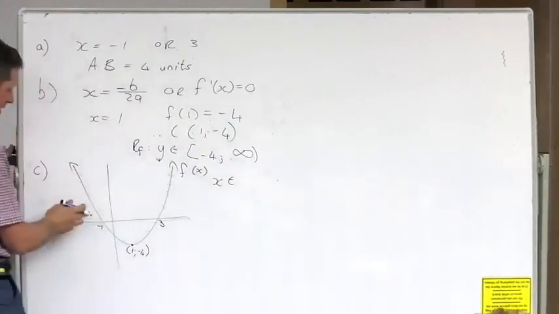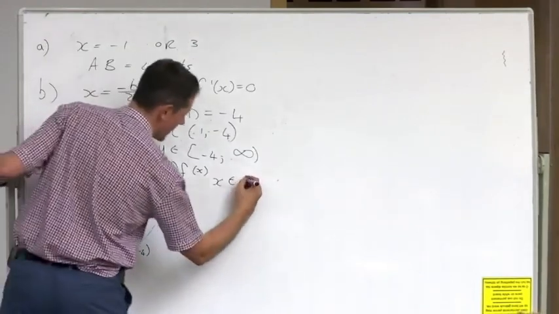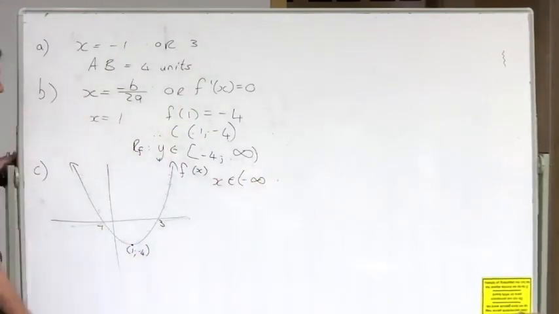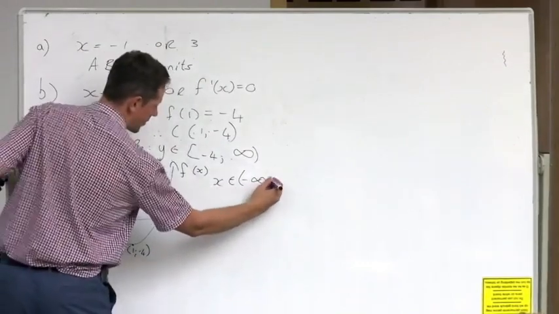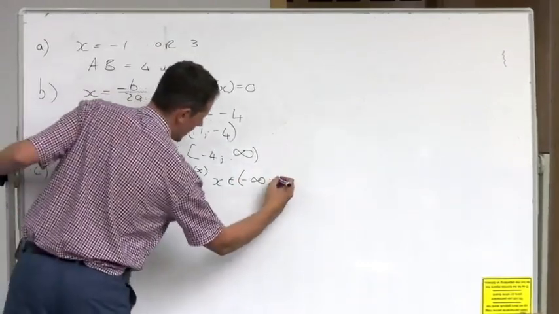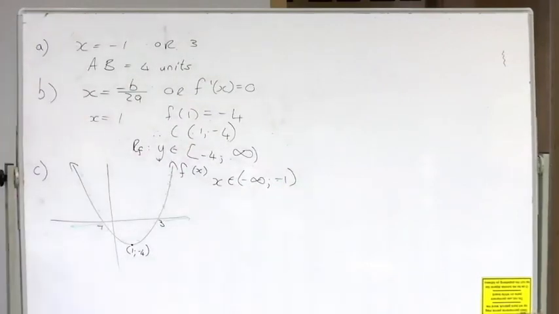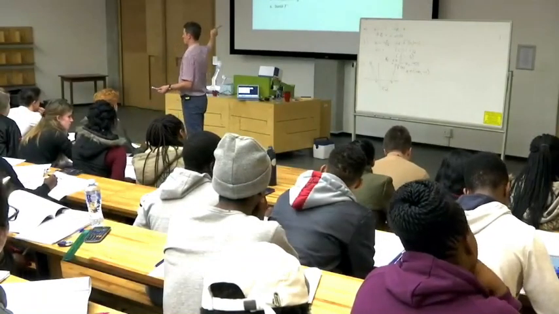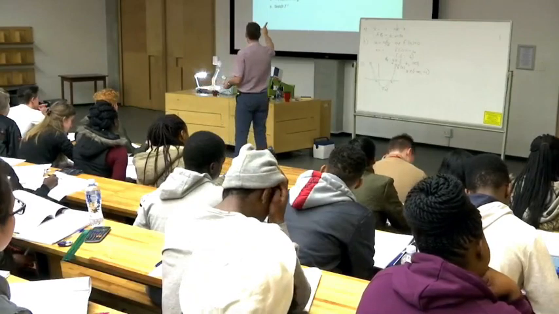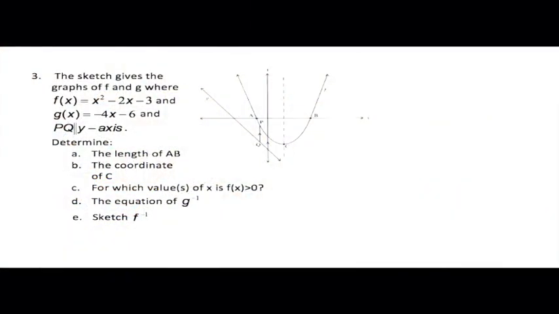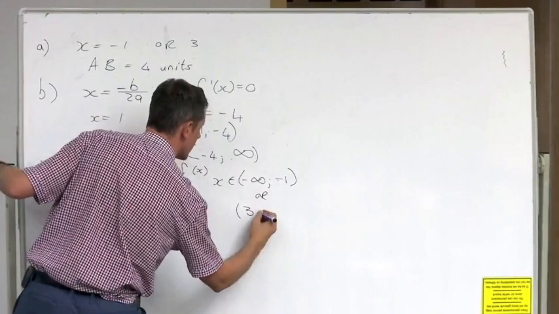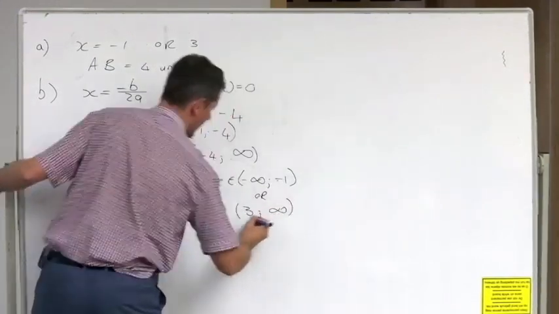If you don't like it, there's forgiveness. So x for this little one, the lowest value is -infinity. It never touches that. The highest part in here goes up to -1 and it's not included. Why is it not included? Because I don't say equal to 0, I just say greater than 0. Or, again, it starts now from 3 and it doesn't stop being positive.